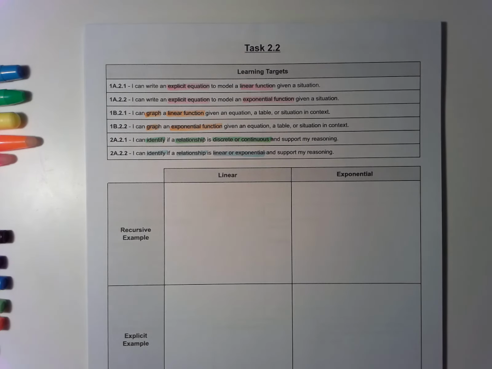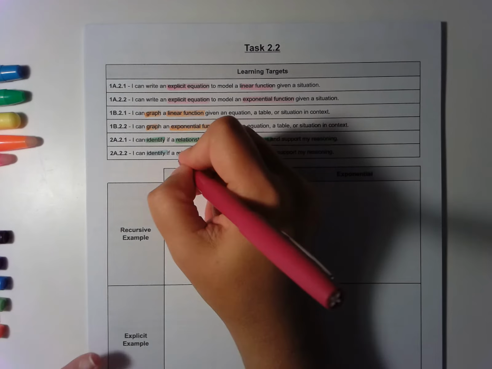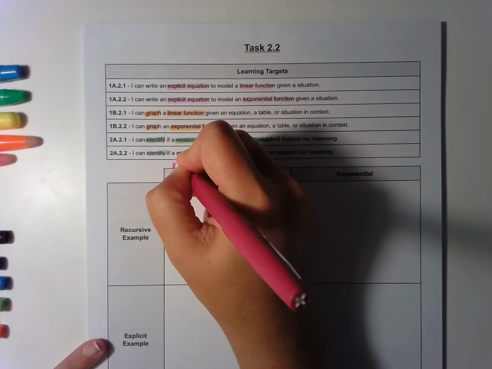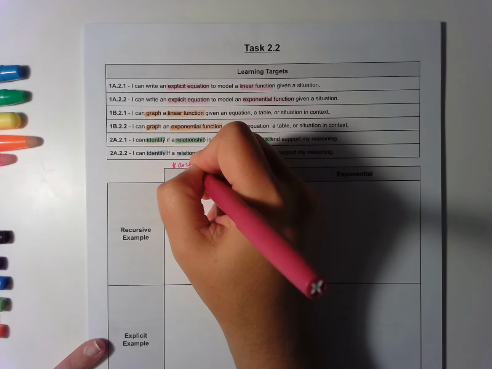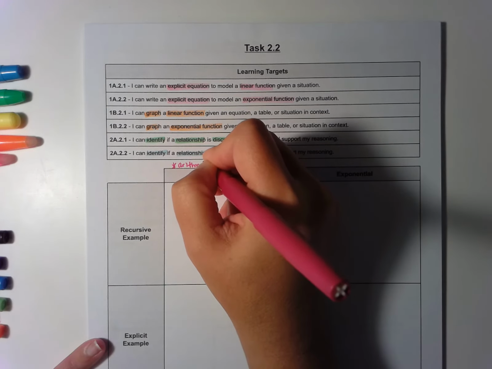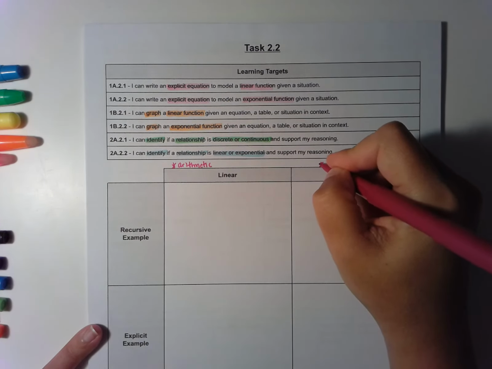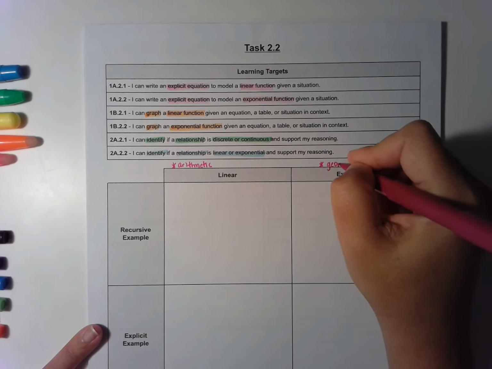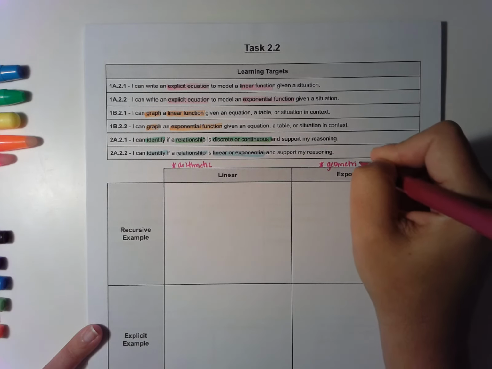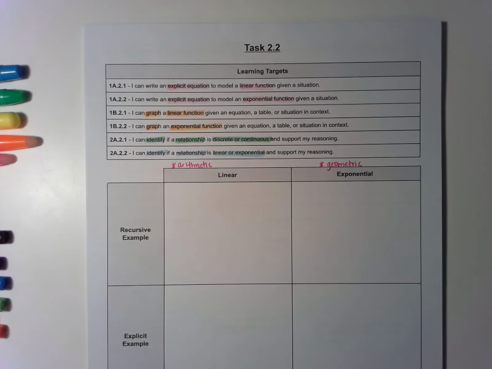So, as a review, a linear function is the same thing as talking about an arithmetic sequence. So, if a sequence is arithmetic, we call it a linear function, and an exponential function is the same thing as talking about a geometric sequence. So, if a sequence is geometric, we call that function exponential.